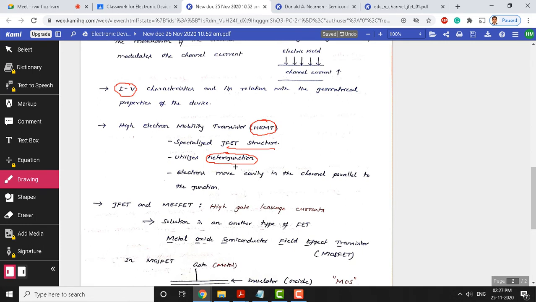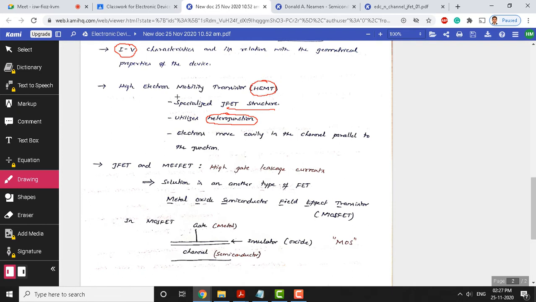And here electrons can move easily in the channel parallel to this heterojunction. That's a speciality of this HEMT kind of devices. Okay, so we don't cover this in our syllabus, so just for the knowledge sake, I'm giving an information here.